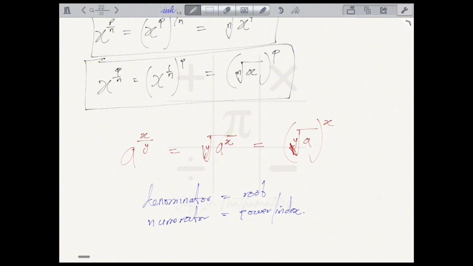So in our next video, we will take a look at how to apply this principle when we come to dealing with numbers.